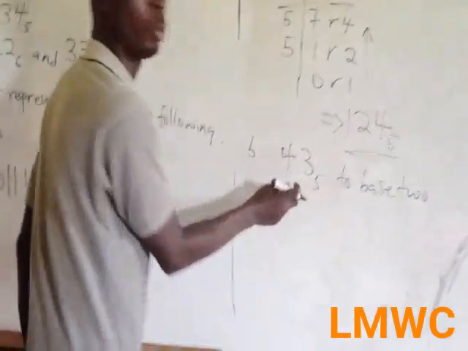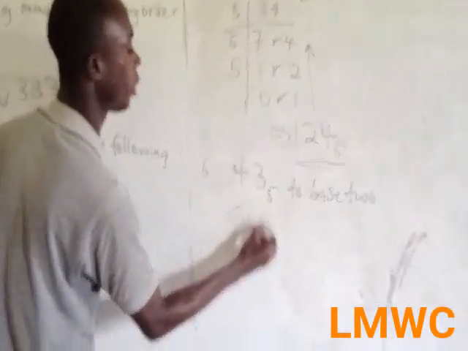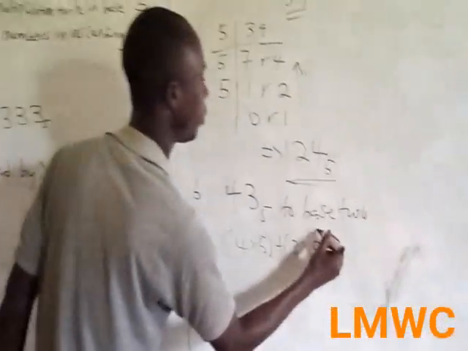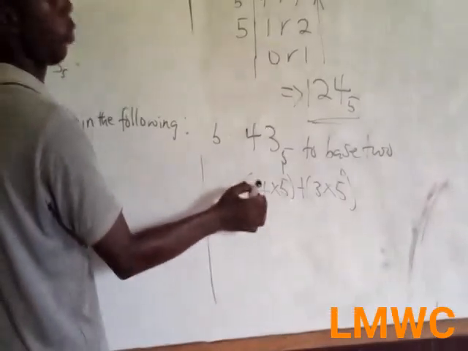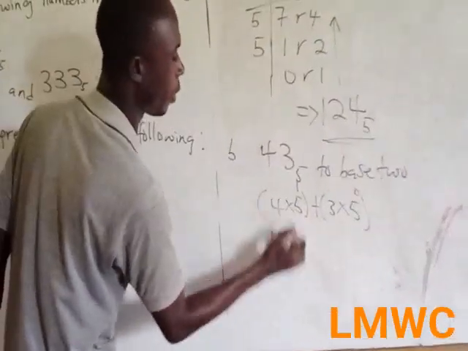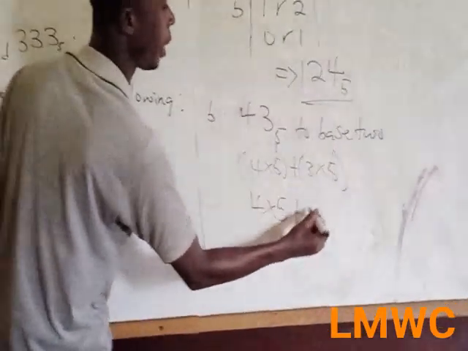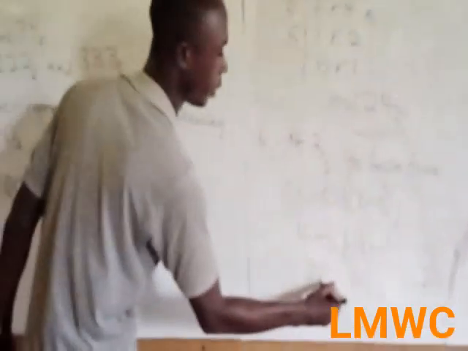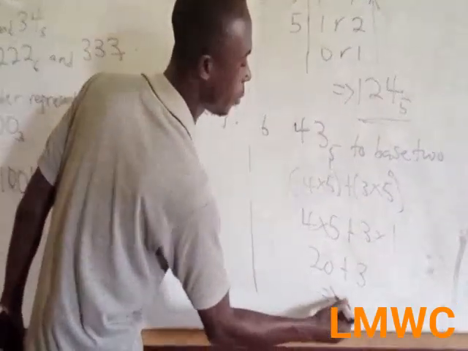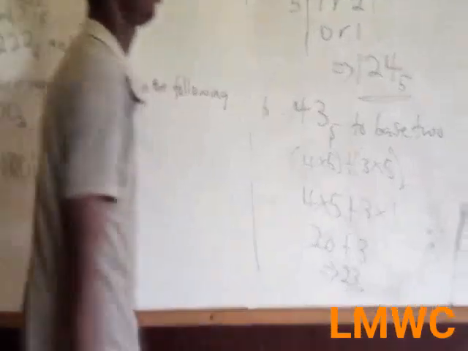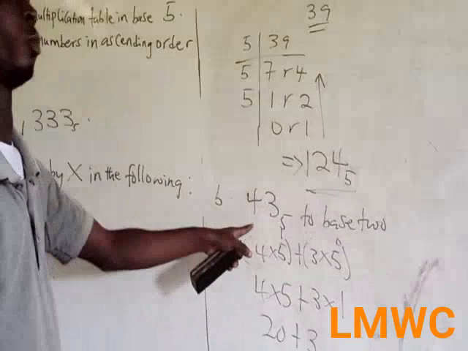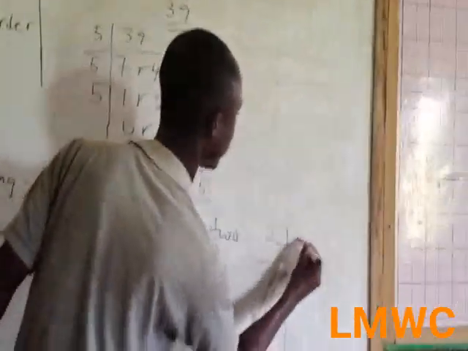So the B, we have 43 base 5 to base 2. So you change this one to base 10. So it becomes 4 times 5 plus 3 times 5. So 0, 1. So 4 times 5 is what? 4 times 5 raised to the power 1 is 5. Plus 3 times 5 raised to the power 0 is 1. 4 times 5 is 20 plus 3. So we are having 23. So you are going to change this to base 2. Always we change this to base 10 after that. You change it to base 2. Other than that, you cannot solve the question.